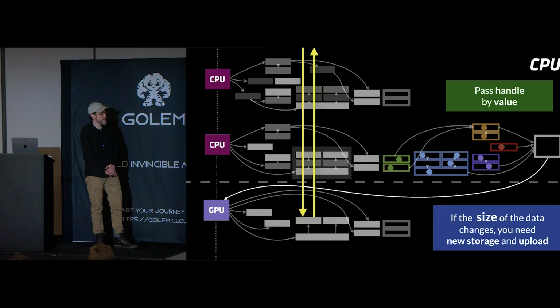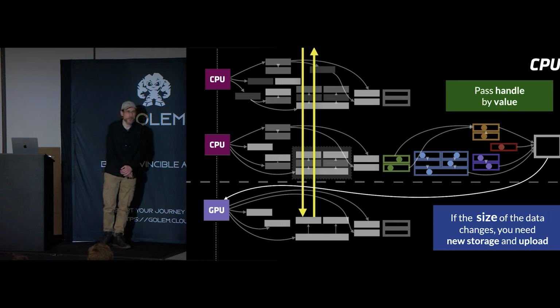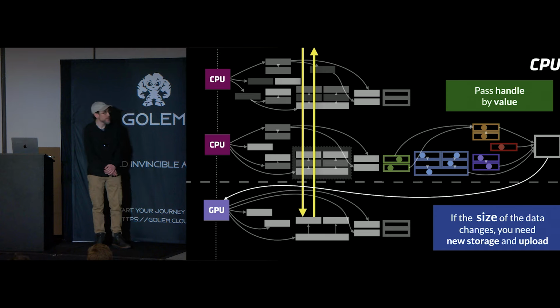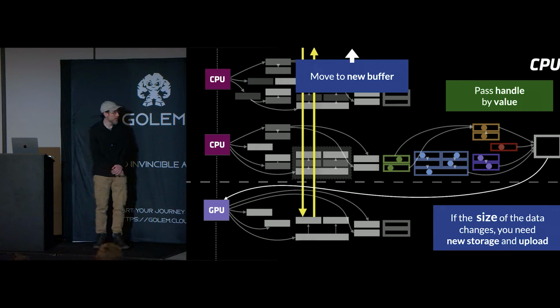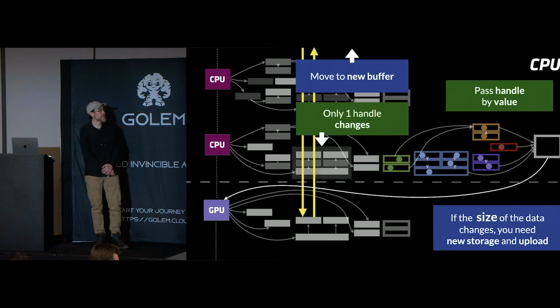And there is still one problem, namely if the size of the data changes, you need new storage and upload because it's a memory allocation problem. You need to move data. You cannot pin it if it needs to change size, which means wherever the upload is happening, that needs to move the data to a new buffer, either by just re-uploading it or by doing a copy, by dispatching a copy on the GPU. But still, that means only one handle is probably going to change, and that means you can still usually memoize. So this isn't too bad.